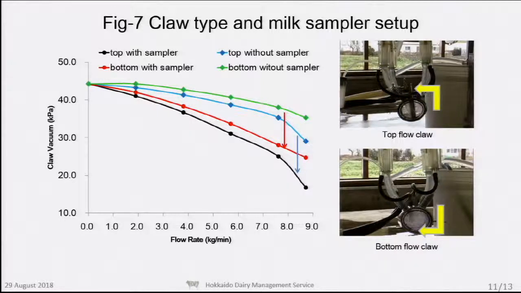Difference between black and red is claw type with sampler setup. And difference between blue and gray is claw type without sampler setup. Bottom type flow vacuum is higher than top flow type in spite of sampler setup. Bottom type flow vacuum is better than top flow vacuum on low line system.